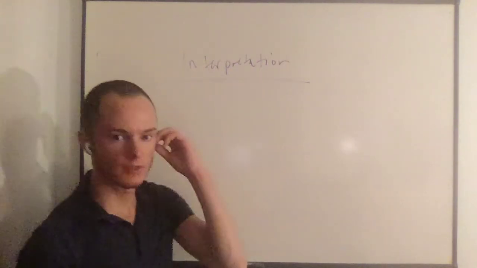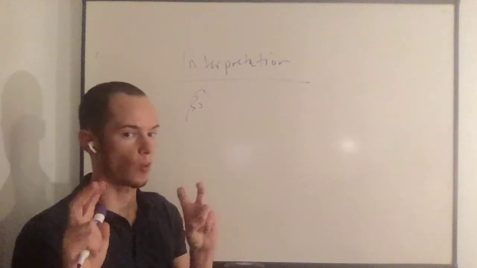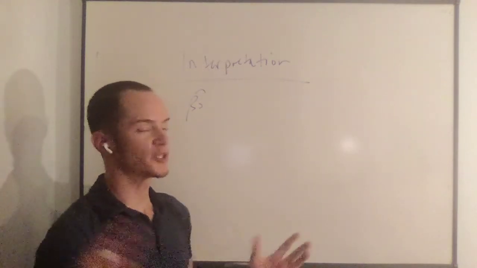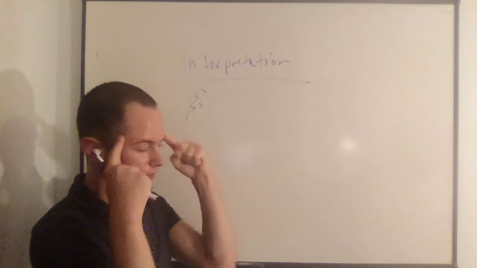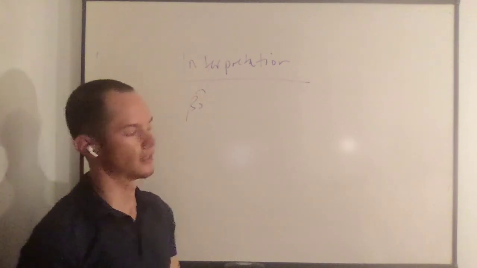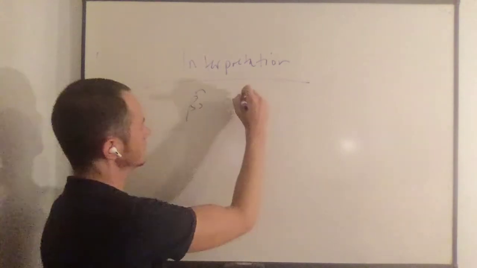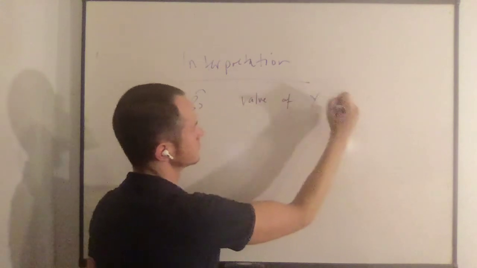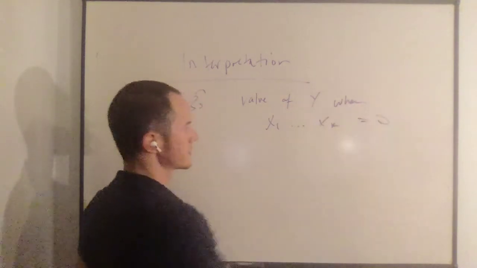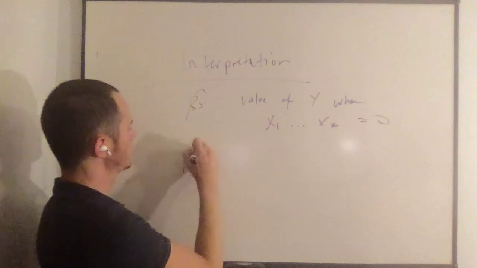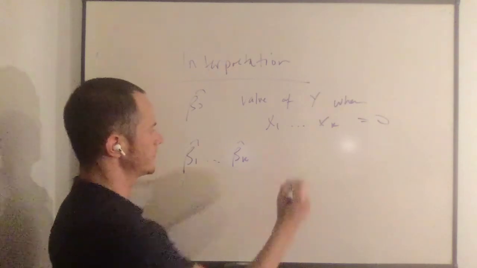I want to talk about interpretation. So beta naught, our intercept, quote unquote intercept, we're in multi-dimensional space, so the idea of an intercept is kind of hard to visualize, but we can think of it as an intercept, or more generally, it is the coefficient on the constant regressor. This is the value of y when x1 through xk are all equal to 0. And then the beta 1 hat through beta k hat, these are the partial effects.